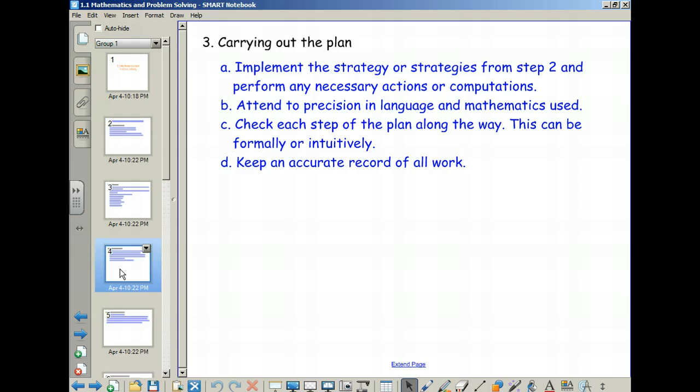So be careful about the language you're using in your work. Checking each step along the way has to be formal or intuitive. Formal means, for instance, if you were working an equation, you plug the numbers back into the equation and make sure it works. That's a formal way. Intuitively means looking at it and asking yourself, does it make sense?